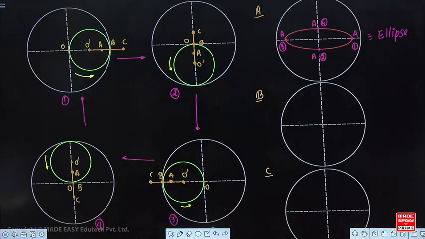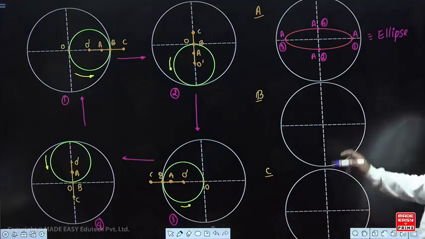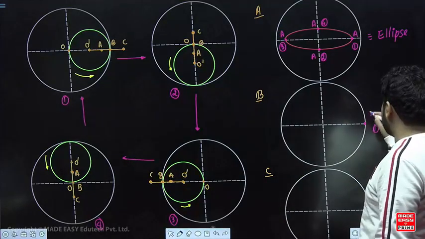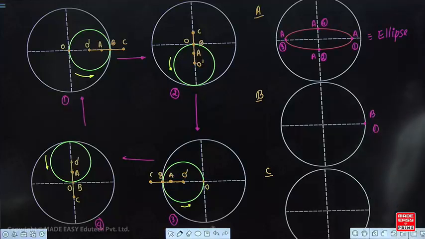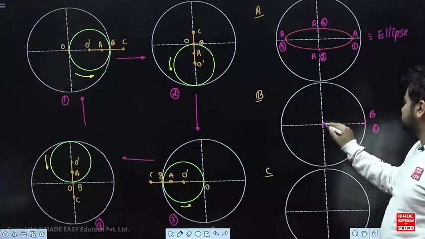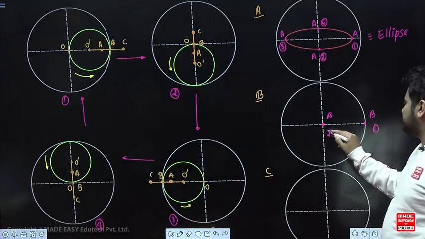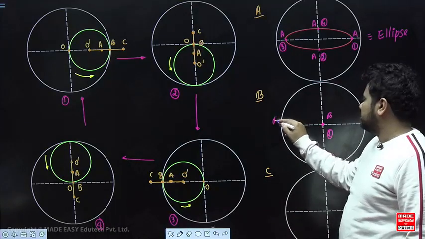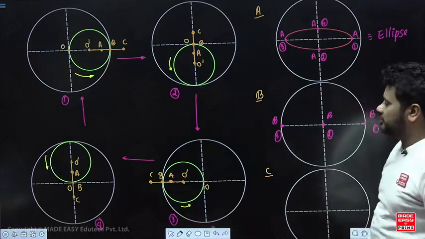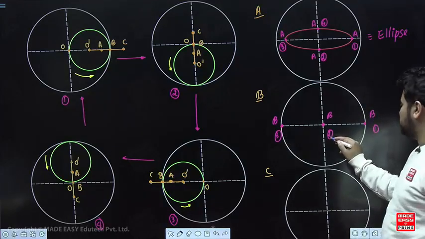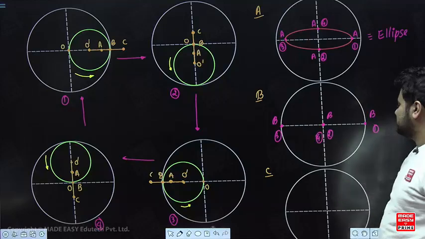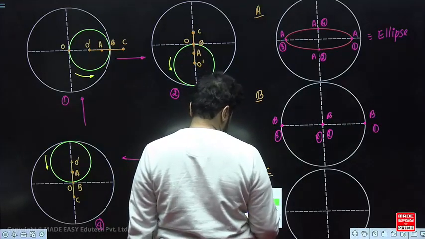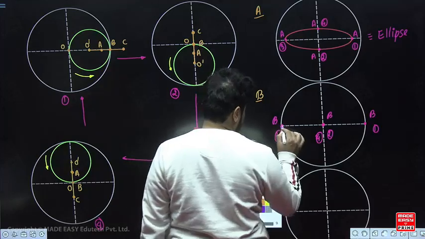If I check for the B point, B के लिए देखो from figure 1, B कहाँ पे है? So this is from figure 1, the position of point B. Next, where is B? B is here, from the second figure. From the third figure, where is B? From the third figure, B is here. And from the fourth figure, where is B? So B in 2 and 4, it is coinciding, isn't it? It means what? It means that it is going to trace what? Straight line.